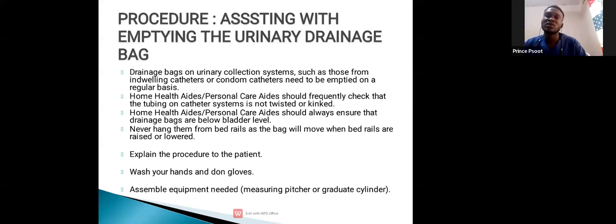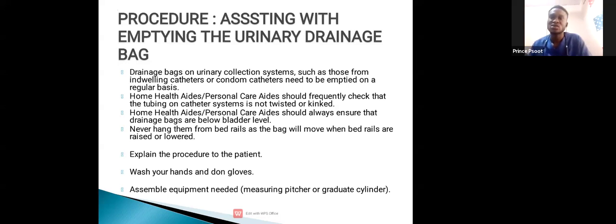The next thing we're talking about now is assisting with emptying the urinary drainage bag. Of course, over time, the urinary bag will get filled up with urine and needs to be emptied. So how do we assist with emptying a urinary drainage bag?